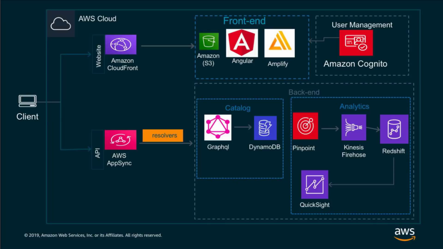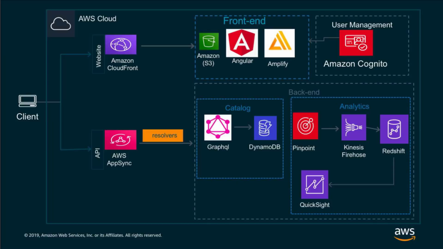Our application is going to be mainly built using Angular, and we are also going to use the Amplify framework to help us interact with the AWS resources in the back end. At the bottom, on the API side, we are going to use a managed service called AWS AppSync, which is our managed GraphQL service. For user authentication, we are going to use Amazon Cognito.